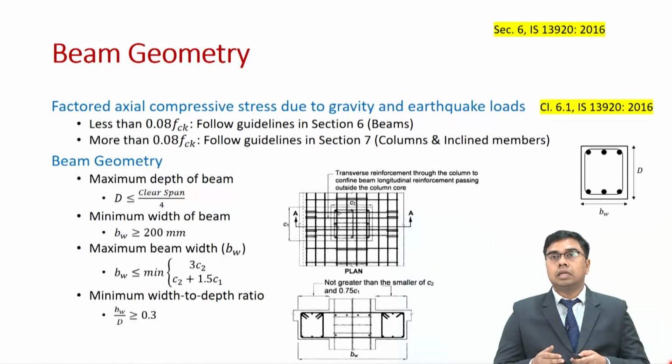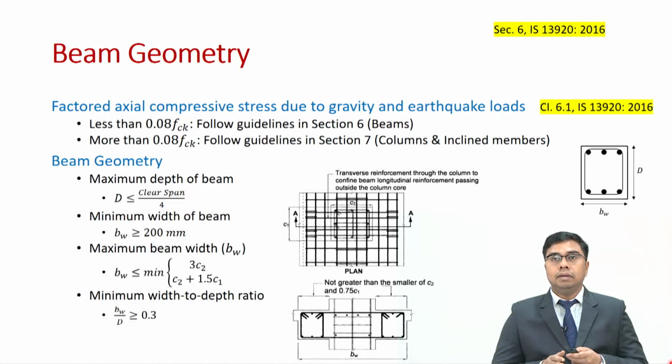However, if the factored axial compressive stress exceeds 0.08 fck, which will be true for all the columns and inclined members, but sometimes due to some action it might be true even in the case of a beam, which is a horizontal member, then we need to follow the guidelines provided in Section 7, which is for columns and inclined members. Okay, once it is confirmed that the design will follow Section 6, we will discuss the design guidelines for the beam now.